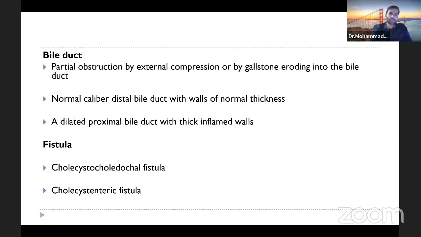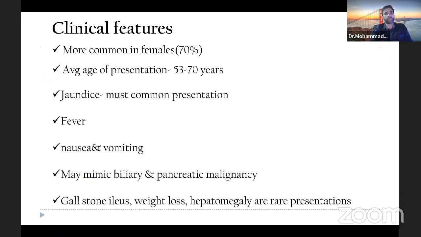What about the bile ducts? There may be partial obstruction by external compression that can erode the duct, or a normal caliber distal bile duct with walls of normal thickness, or a dilated proximal bile duct with thick walls, or it can lead to fistula.